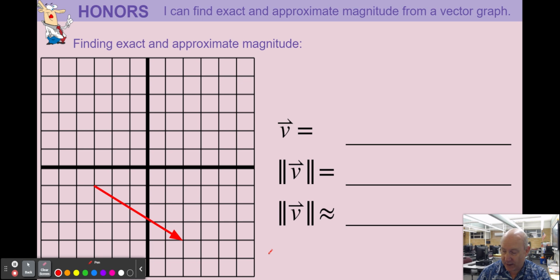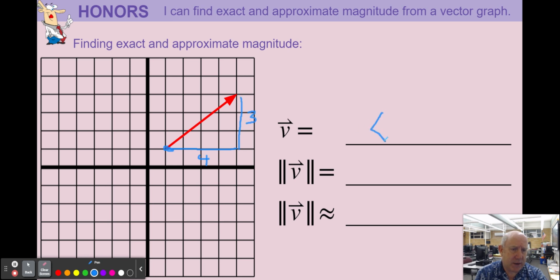Let's look at another example real quick. Okay, here's our second example. We do the same thing. We start here at the original, going in the x direction, so this would be 4. And we're going in the y direction, which is 3.